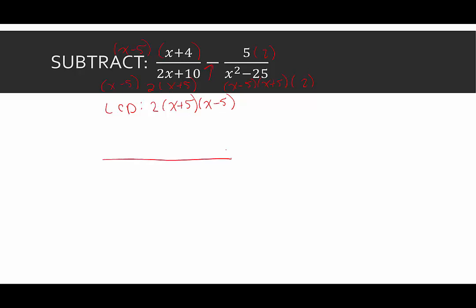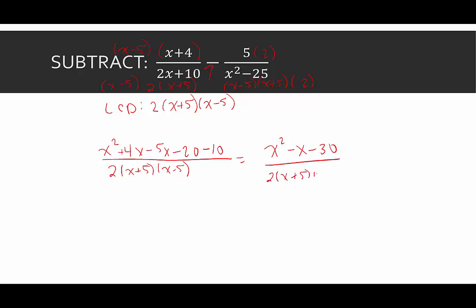All right, so I'm going to write my common denominator, 2 times x plus 5 times x minus 5. And then I'm going to distribute the x minus 5 to x plus 4. That would be x squared plus 4x minus 5x minus 20. Then minus 5 times 2 is 10. Cleaning this up, we're going to have x squared minus x minus 30 over 2 times x plus 5 times x minus 5. And we want to see, can we factor the numerator?